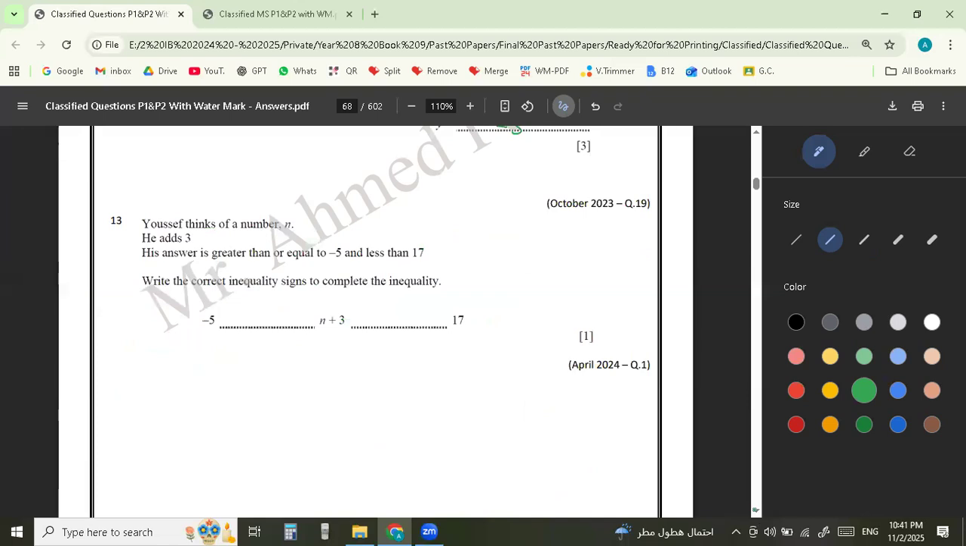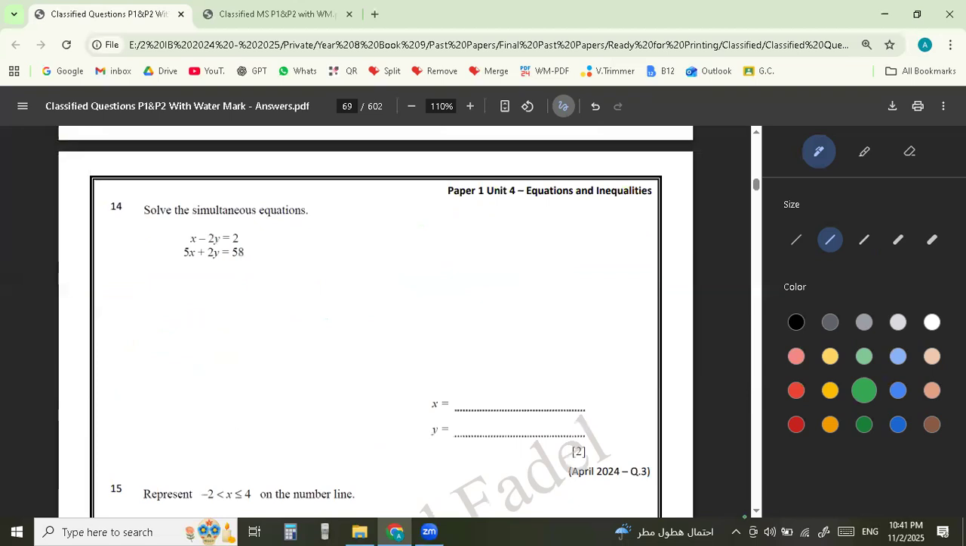Yusuf thinks of a number. He adds 3, so it says n plus 3. His answer is greater than or equal to -5. Greater than or equal to -5. Less than 17. Less than 17. That's all what they needed you to write, the inequality signs.